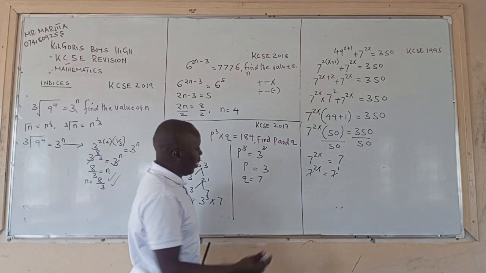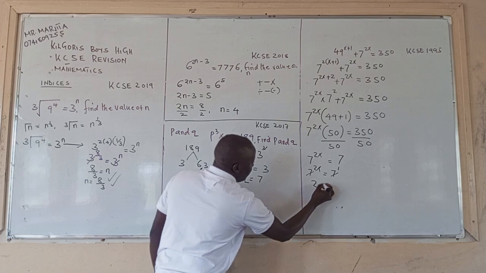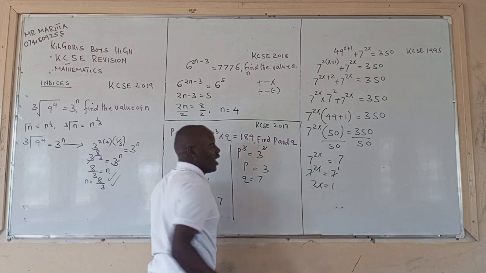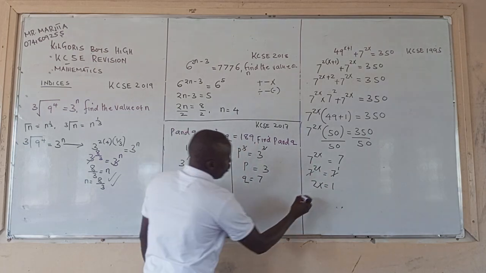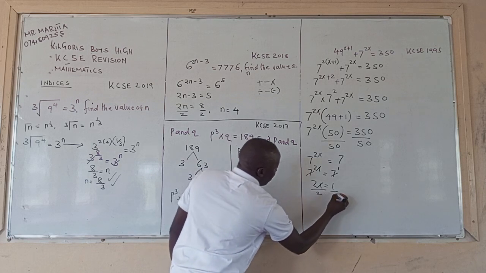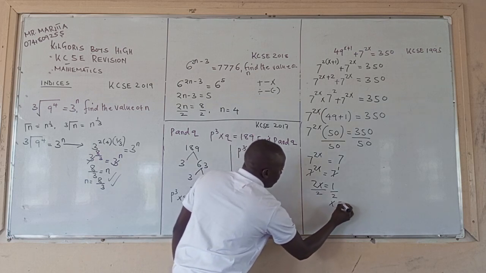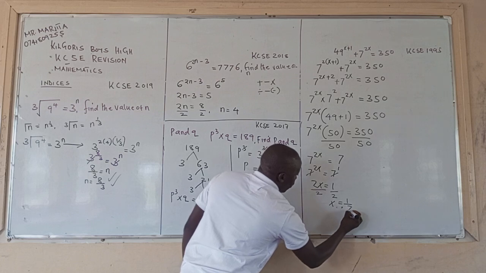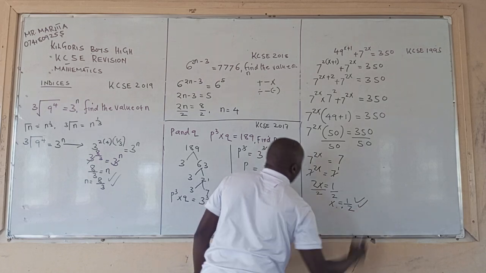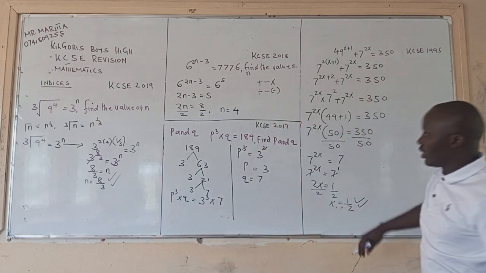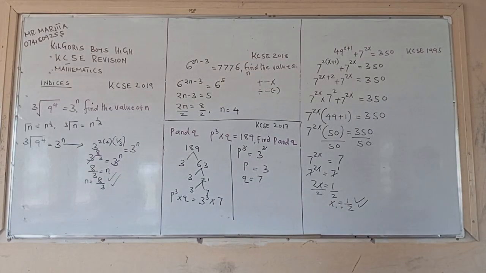We remain now with the powers, where we have 2x equivalent to 1. And if we need the value of x, we divide this by 2 and this by 2. So x is equivalent to 1 over 2. And that is how you can simplify, work it out and get the value of x like that.